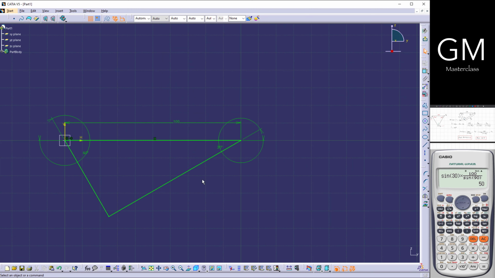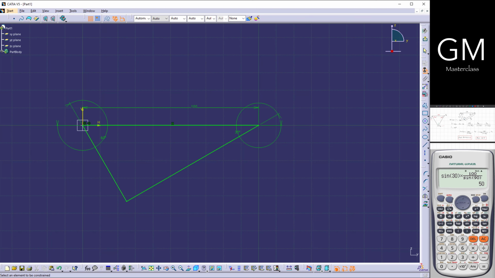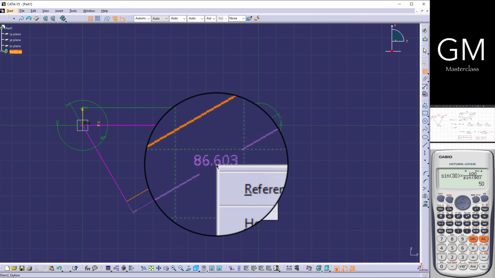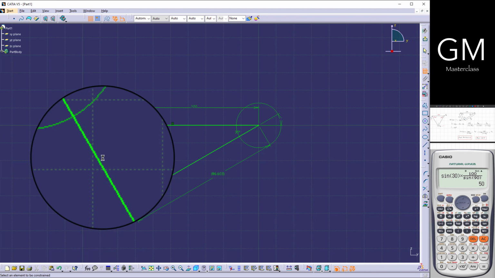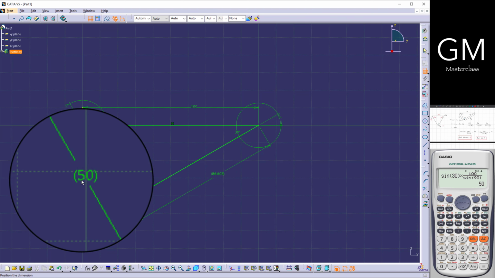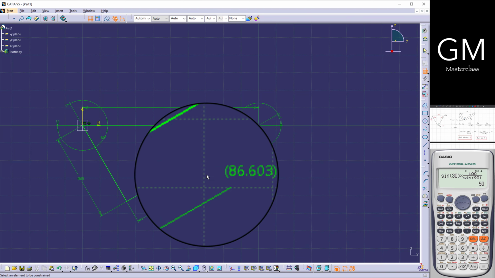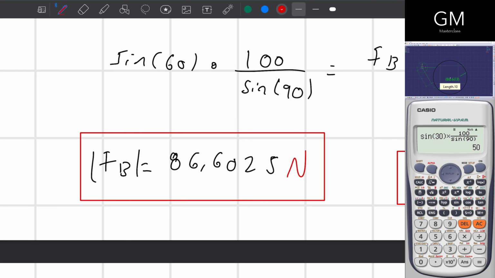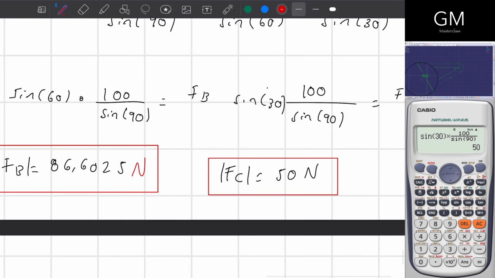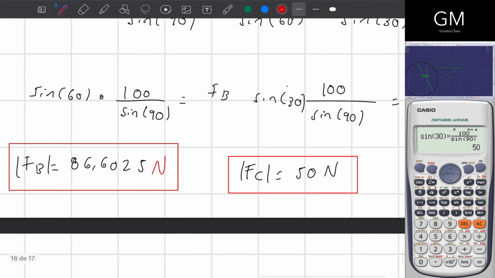Okay, and what I need is these two lengths, so I'm going to create this reference and reference. As you can see right here, I have the answer that we solved by using the trigonometrical identities, and right here I have the same answer. And this is how, guys, you can solve this exercise.